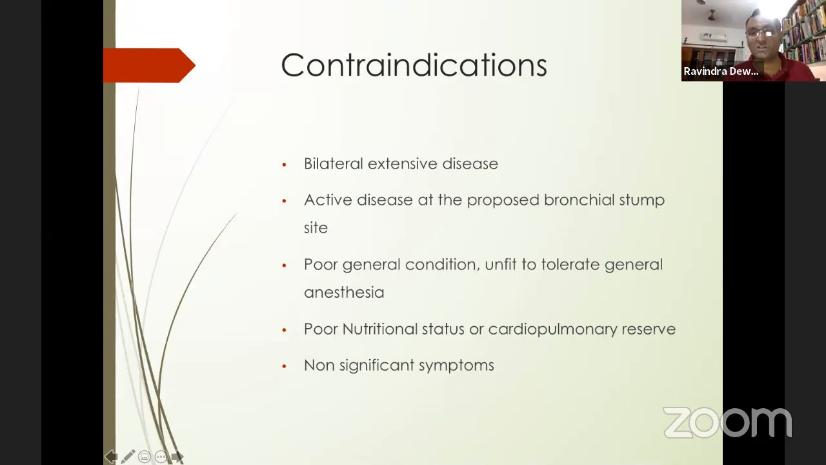Another contraindication is poor general condition, being unfit to tolerate general anesthesia. Lung function test is very important. We have criteria for when we can take up a patient for lobectomy, when for pneumonectomy or for a segmental resection, and they should be strictly adhered to. Though in a given case, one can relax those criteria according to the situation, it should be a combined decision between physician, surgeon, and anesthetist as to which case is suitable for surgery and which is not. Poor nutritional status or cardiopulmonary reserve: BMI below 18 is a contraindication to surgery. Such patients, in our institution, we admit, give them rest as well as adequate nutrition, and build them up till they have sufficient weight to tolerate surgery.